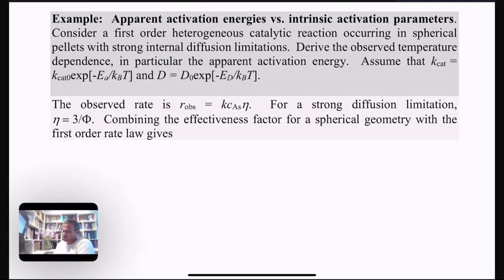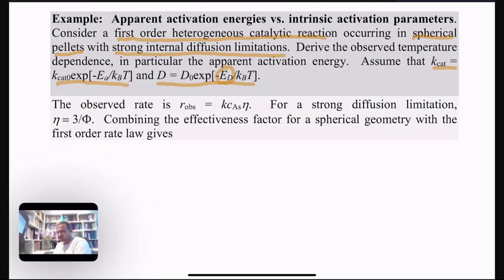We're going to consider a first-order heterogeneous catalytic reaction. It's going to occur in a spherical pellet, although you will see that that has no bearing on our analysis. We're going to assume that we're in the limit where we have strong internal diffusion limitations. Let's see how the observed rate depends on temperature. In the case where the k_cat has an Arrhenius-like temperature dependence, the effective diffusivity also is going to have an Arrhenius-like temperature dependence. Now, we can always switch that to something with a very weak temperature dependence by making the activation energy for diffusion, this E_d, be very small.